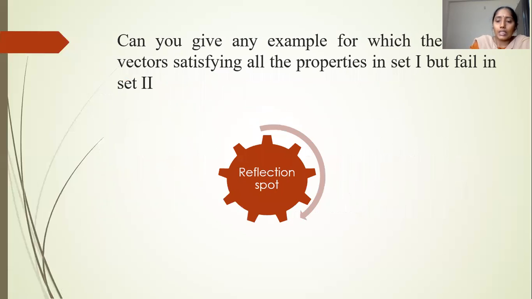Now, this is the time for the reflection spot. Using the definition of vector space, can you give any example of a set of vectors satisfying all the properties in set 1 but failing in set 2? Just pause your video and think about that.